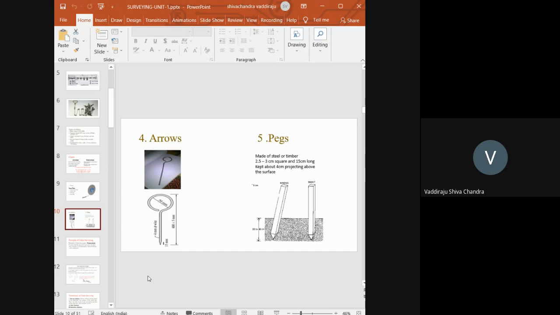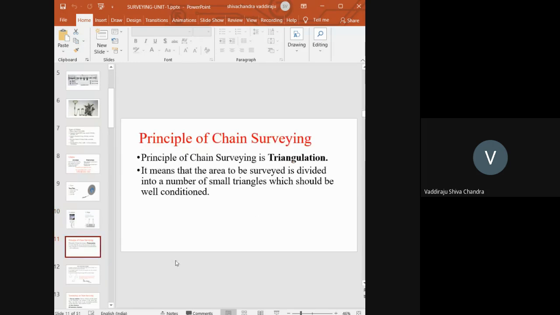So a triangle, if you measure the length and the height, you can calculate the area. So the purpose of chain surveying is nothing but triangulation. That is, the area to be surveyed is divided into a number of small triangles, which should be well conditioned. What is well conditioned?